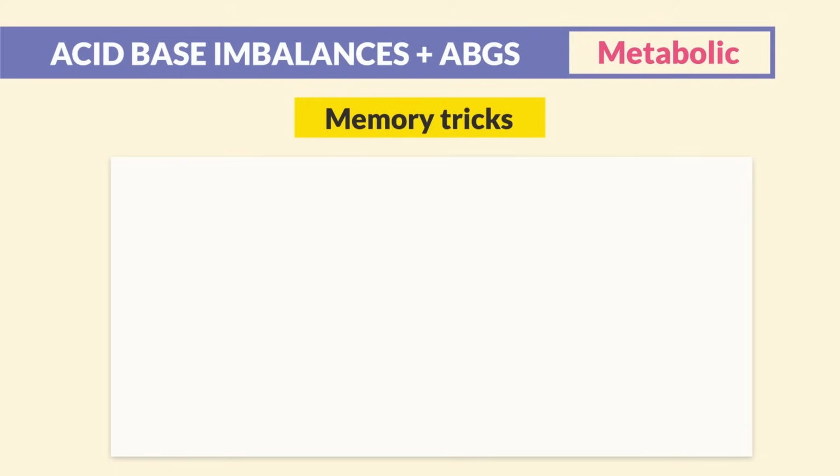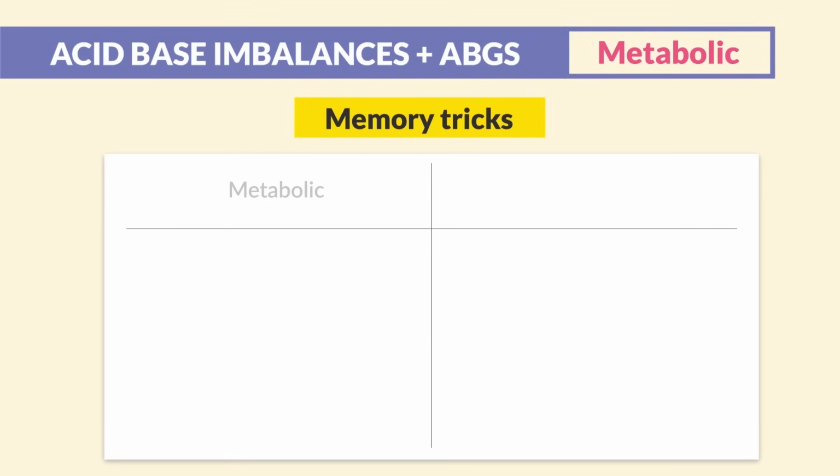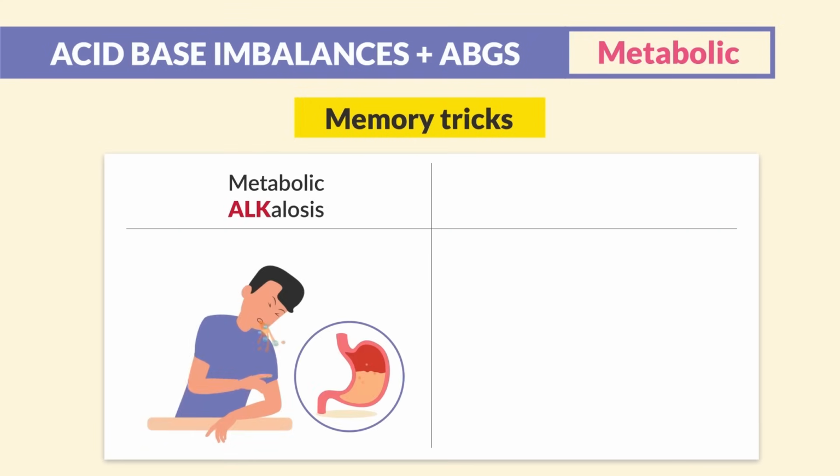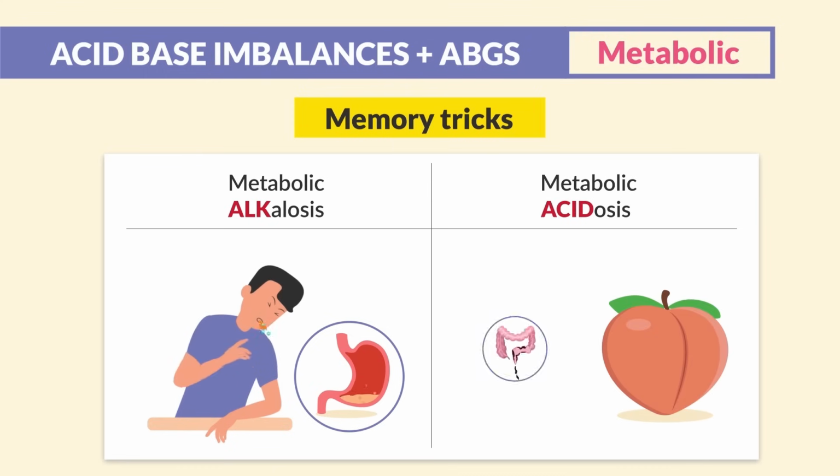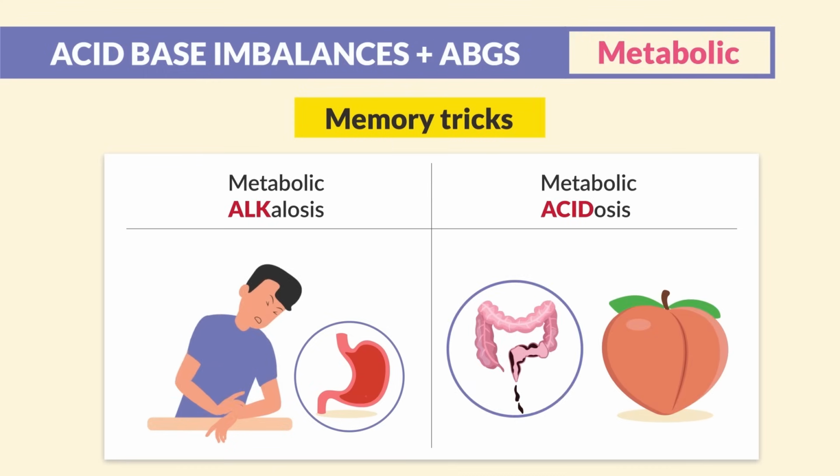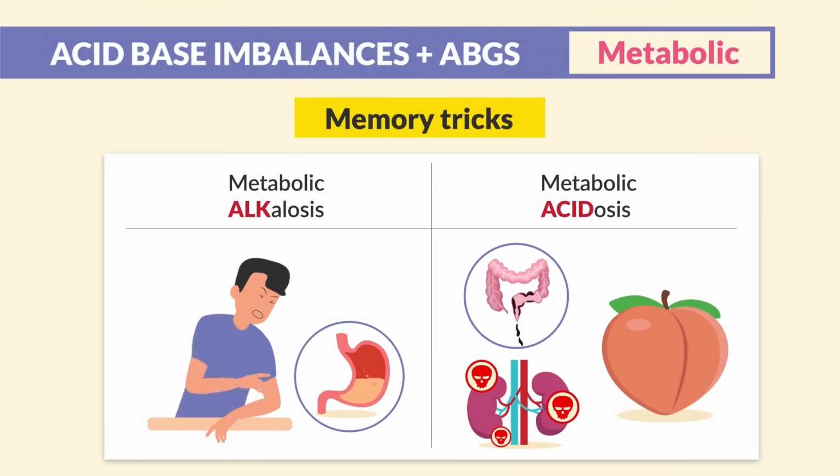So once again, the memory tricks, metabolic alkalosis, just think about vomiting and alkalosis. And metabolic acidosis is diarrhea because you poop out from your acidosis. And renal failure, since the kidneys fail, acid prevails.